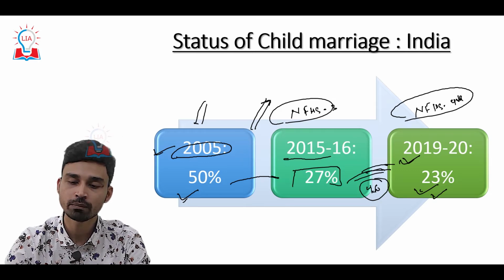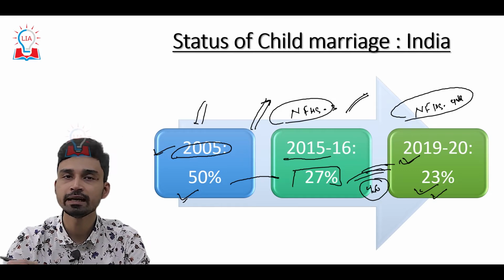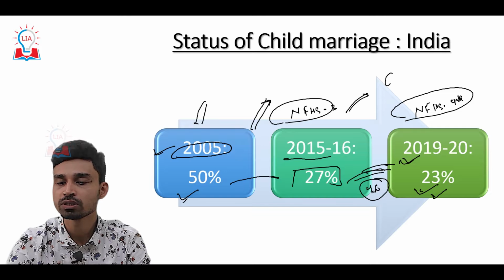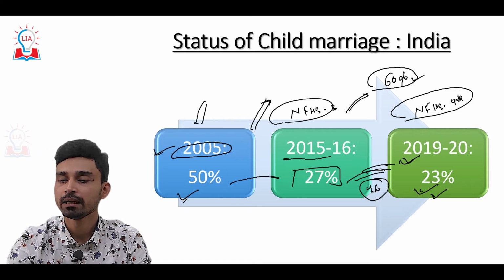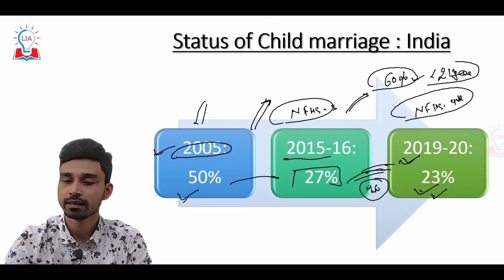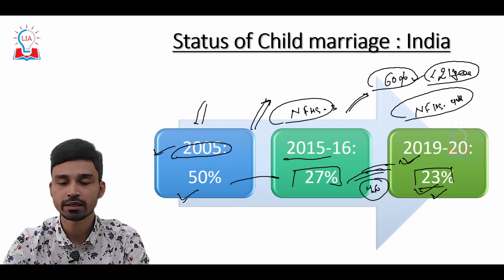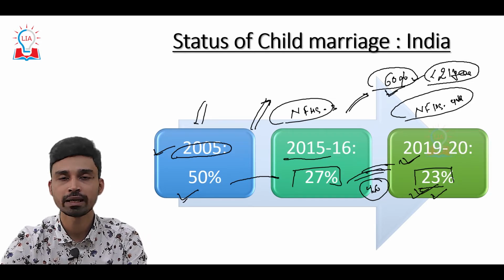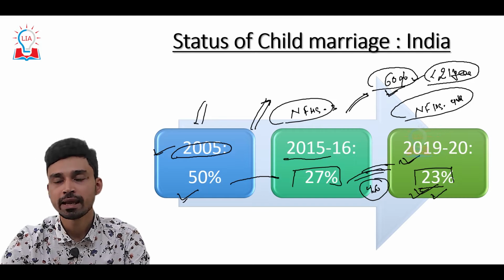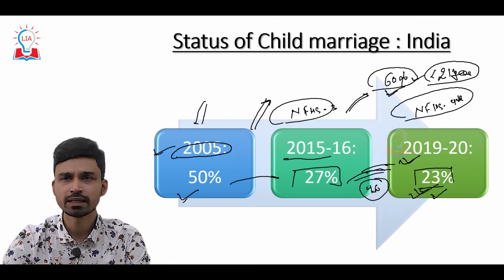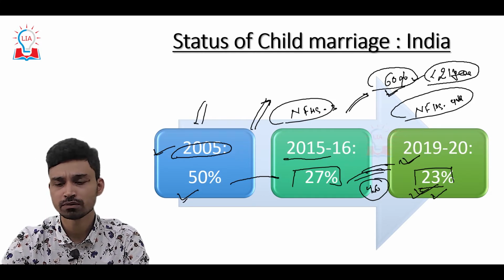However, we have to keep in mind that the same survey has indicated that even as of now, around 60% of India's girls are marrying below 21 years of age. So that is very significant data. That means almost 23% of girls are marrying below 18 years, while 60% of girls are marrying between 18 and 21 years, and the remaining 10 to 12% of girls are marrying above 21 years of age.